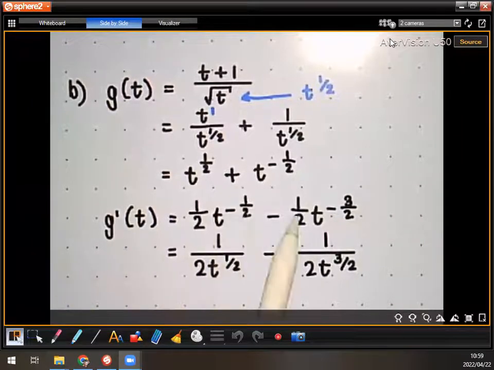And then for both of these terms, because you already have a 2 in the denominator, when you move that t down, it needs to be written next to the 2. Okay, let's make sure that you're doing that.